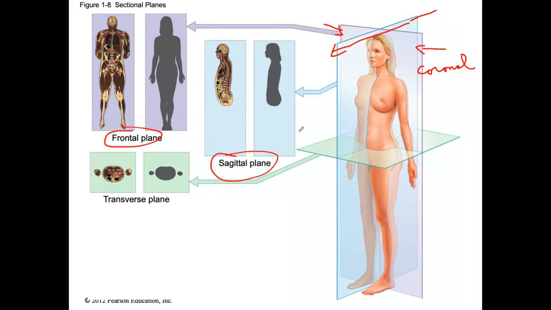Then we can cut the body in half right here, and that's called the transverse plane. When we cut the body in half, that gives us a bird's eye view of looking down into the body, where you can see everything from the anterior all the way to the posterior. Everything from one side all the way to the other side, left to right.